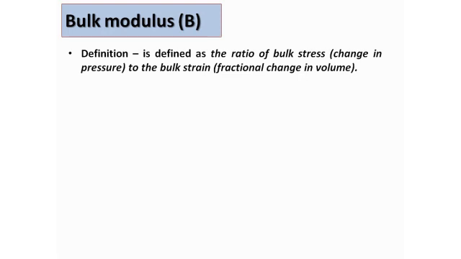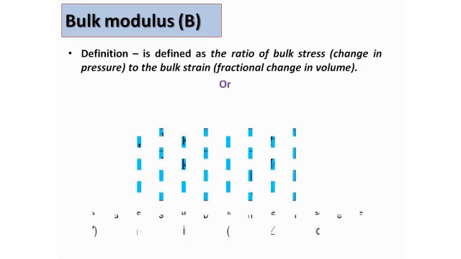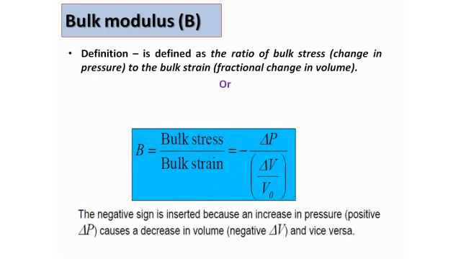As per the definition, the bulk stress can be defined as the change in the pressure, right? So the bulk modulus is the ratio of the bulk stress, that is the change in the pressure, to the bulk strain, which is the fractional change in the volume. You can also define it as B, that is your bulk modulus, equal to bulk stress divided by bulk strain. Bulk stress is expressed as delta P, as we have already discussed in our previous classes, and bulk strain is delta V by V naught.